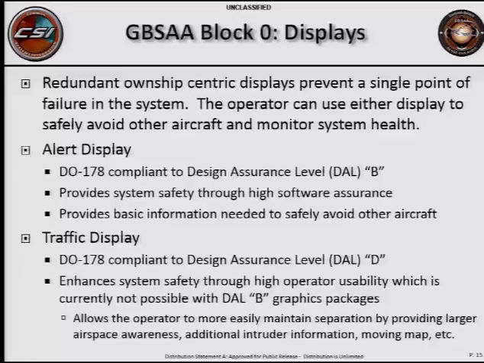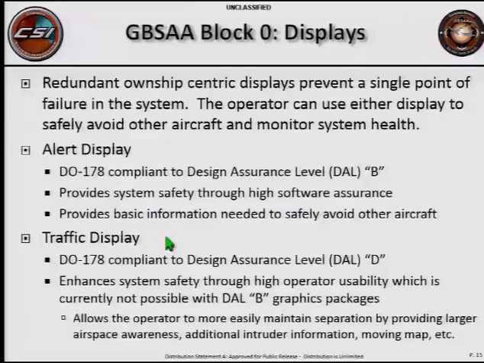One is the alert display. It's designed to design assurance level B. It provides system safety through high software assurance and provides just the basic information needed to safely avoid other aircraft and maintain separation. The operator can use this alert display on its own and safely use the system.